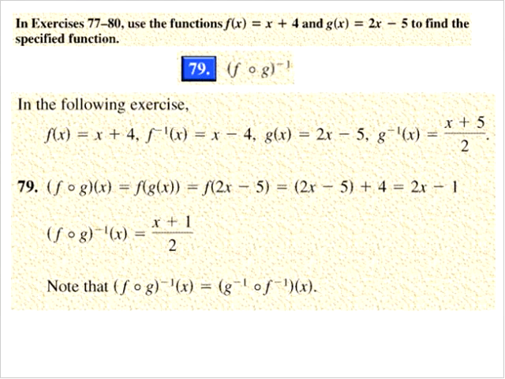And the last one, we're actually going to do f of g first, and then we're going to take that inverse. So f of g, g is going into f. So this is going in right here. So I'm going to get a 2x minus 5 plus 4. So that looks to be like a 2x minus 1.